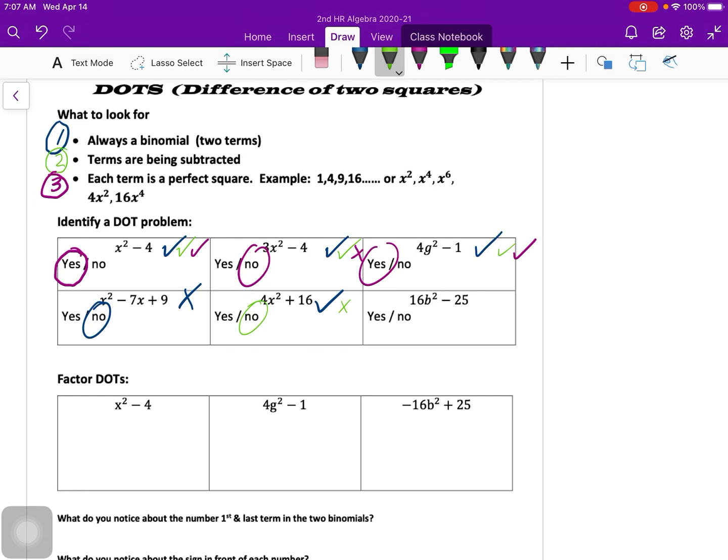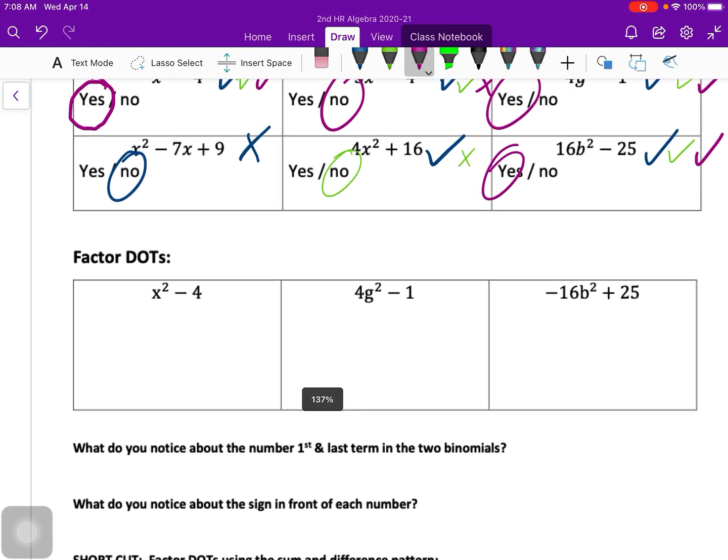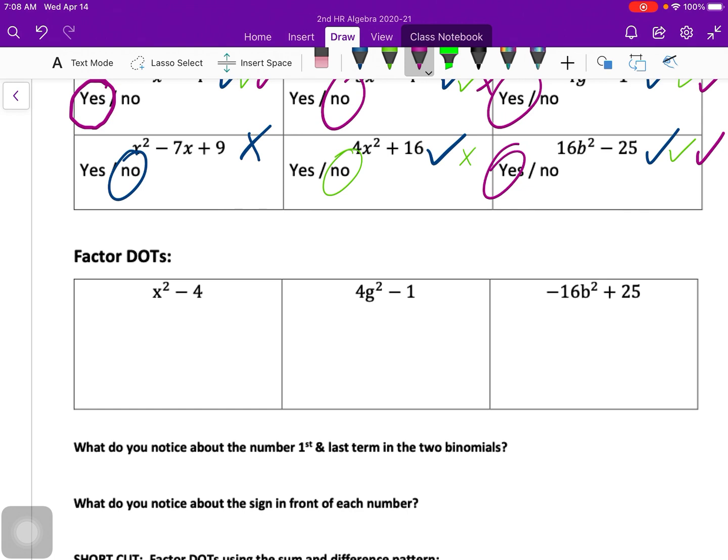And then the last one here is 16b squared minus 25. Is it a binomial? Yes. Does it contain subtraction? Yes. Are the first and the last term perfect squares? Yes. So therefore, this one is the difference of two squares pattern. Okay, so we're going to look at how to factor. How do you factor the difference of two squares?